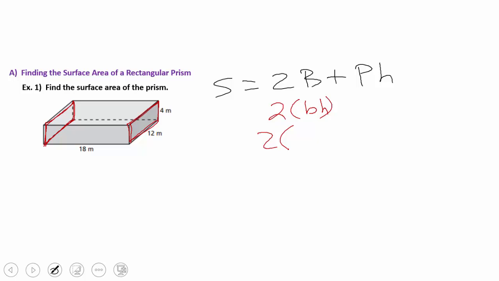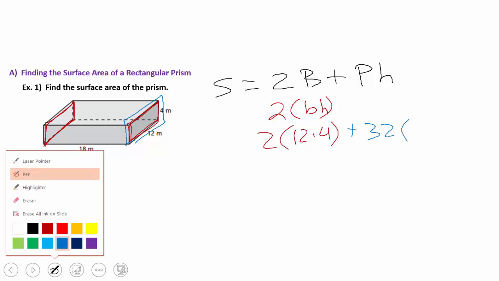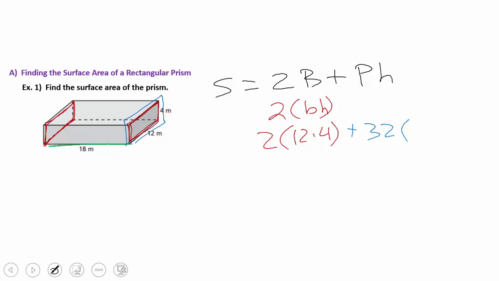And let's fill in those numbers since we're on it right now. That's 12 times 4. And then we're going to add the perimeter. The perimeter of that base is the distance around the base, and that's 12 and 4, which is 16, and 12 and 4, which is another 16. So we're going to add 32 times, what's the height? The height, the distance between the two bases, is 18.